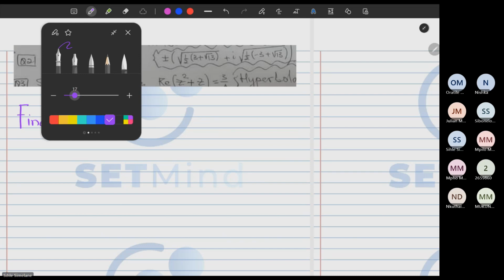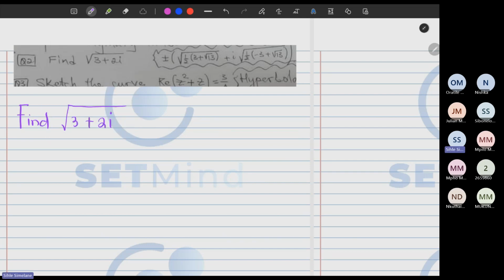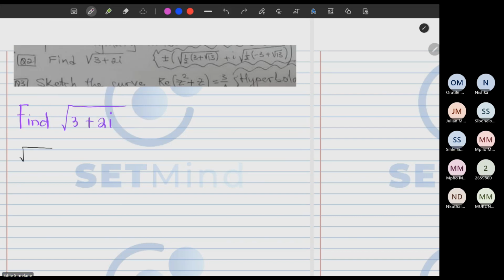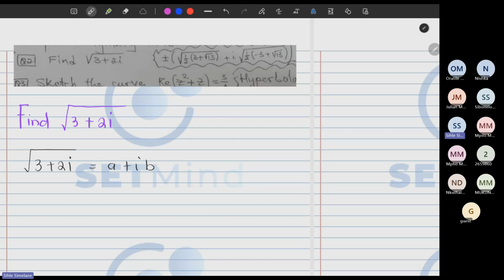So in essence, what they're expecting us to do is to take the square root of 3 plus 2i. They want us to find this in the form of a plus ib. So after taking the square root, we'll have some number a plus i times some number b.